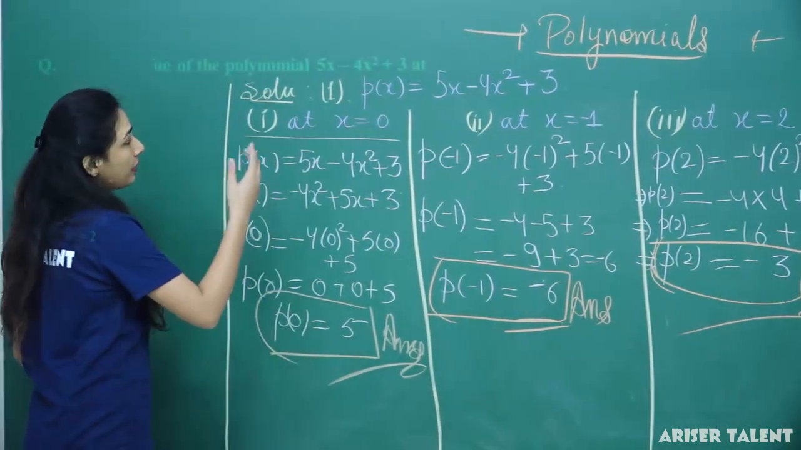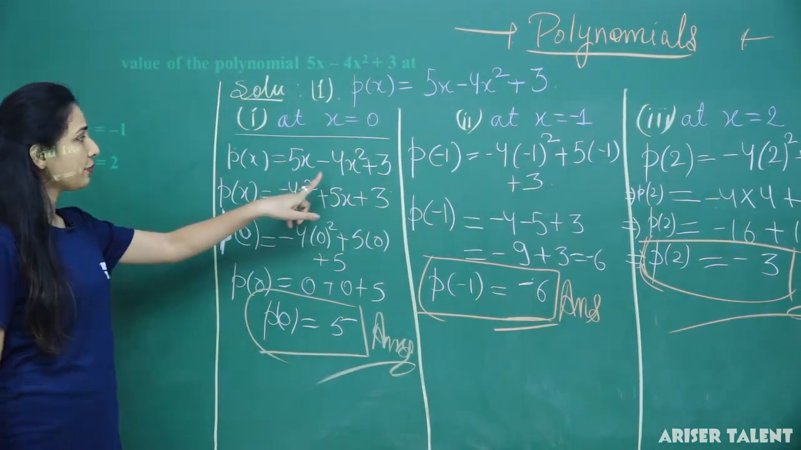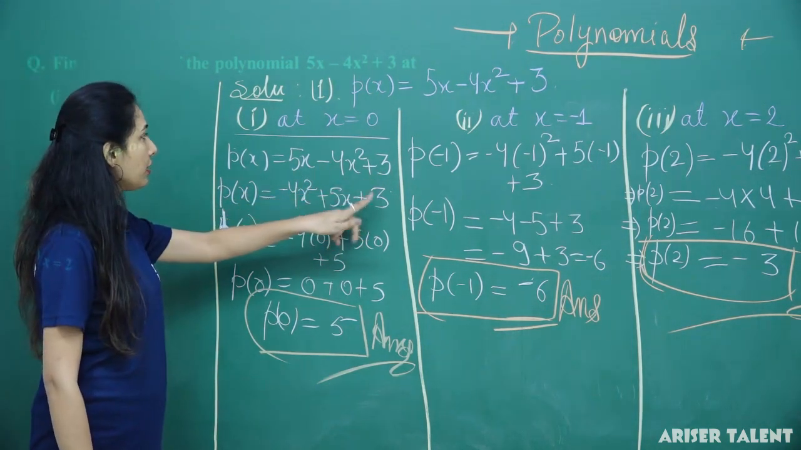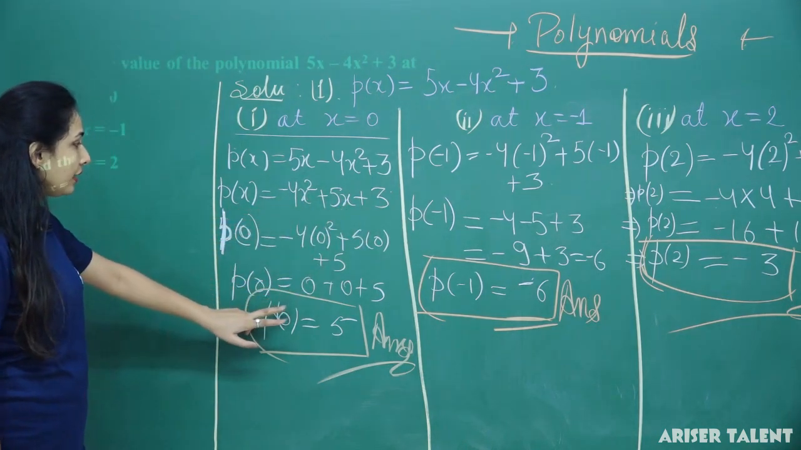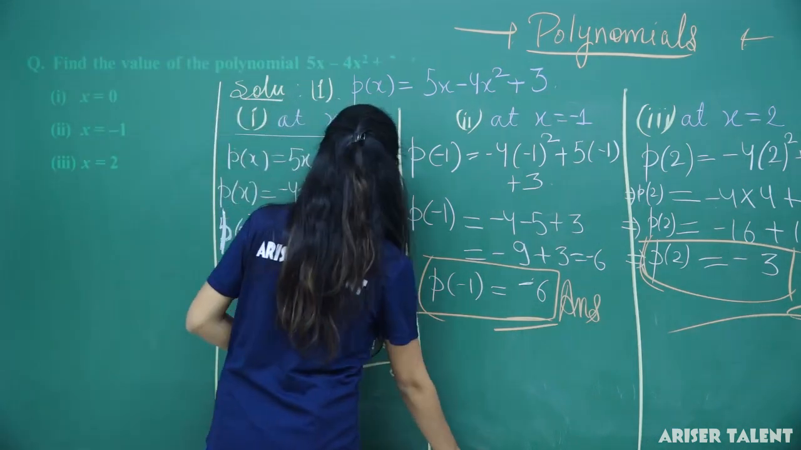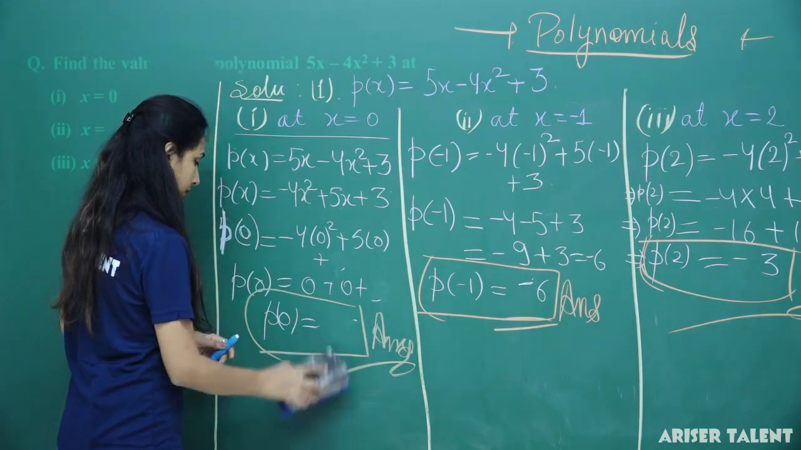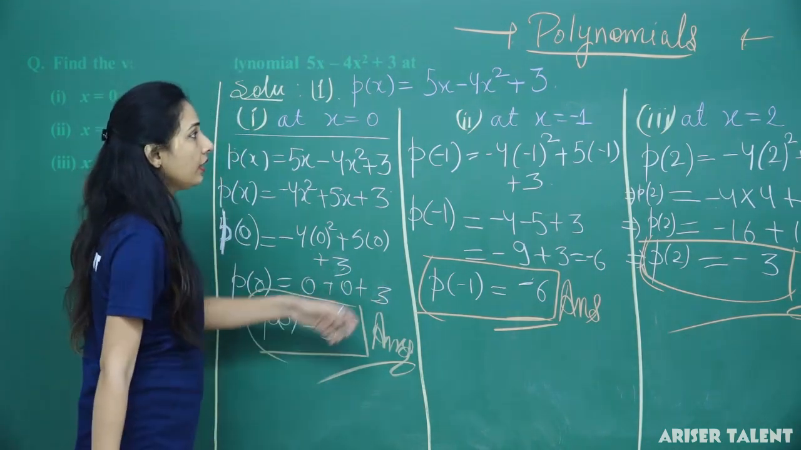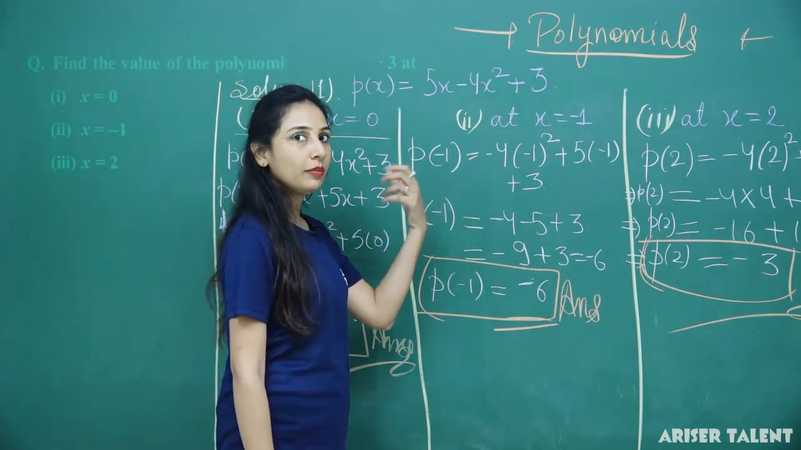Now check it again. You are given the expression 5x minus 4x square plus 3. Okay, this was the expression. You converted it to minus 4x square plus 5x plus 3. Put x equals to 0. So 0, 0 and 3. So you will get your answer as 3. Now come to this point, you have to recheck your answers. Sometimes you make silly mistakes like me.